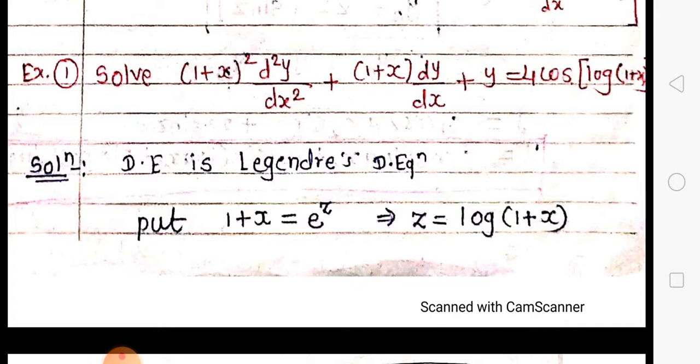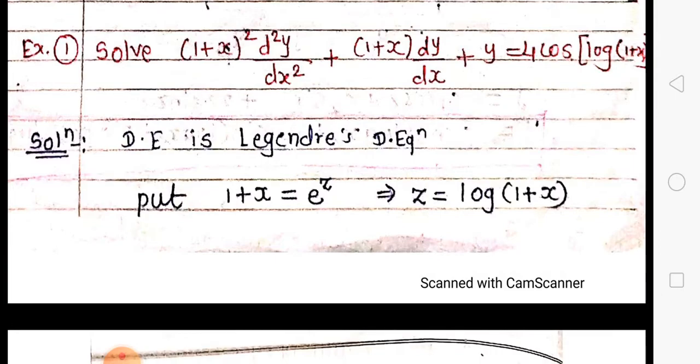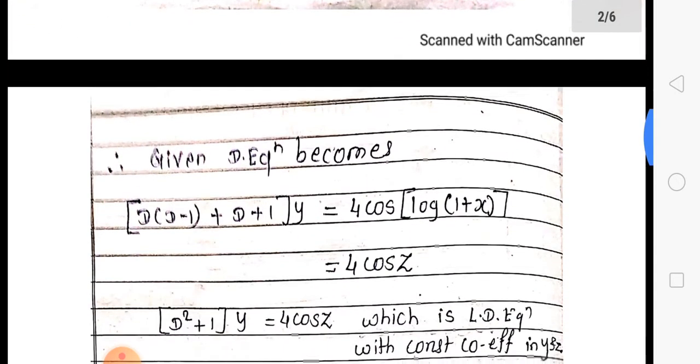Therefore, we take the substitution for the second term: D into y plus y is equal to 4 cos log of 1 plus x. But here log of 1 plus x is z. Therefore, we got the value of the RHS as 4 cos of z. Substitute all these values in the equation reduced into the linear differential equation.